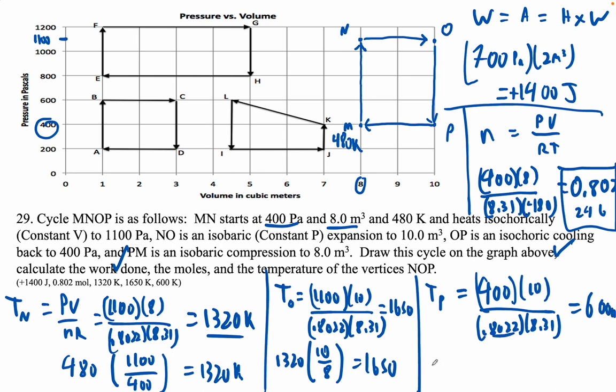So how else could we get it, right? It also could be, what was that temperature? 1650, right? And then notice that the pressure dropped from 1100 to 400, right? So it's going to be 400 over 1100. So 1650 times 400 divided by 1100 is 600.